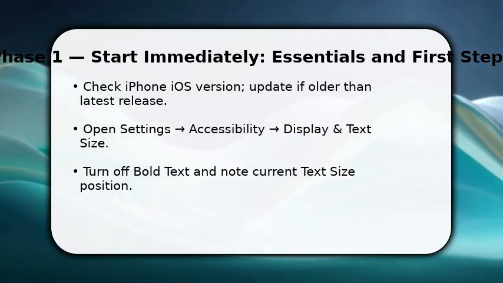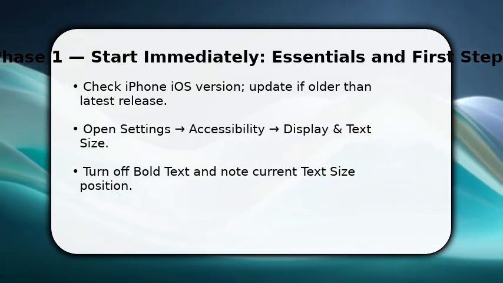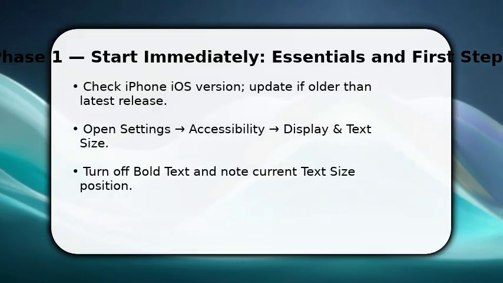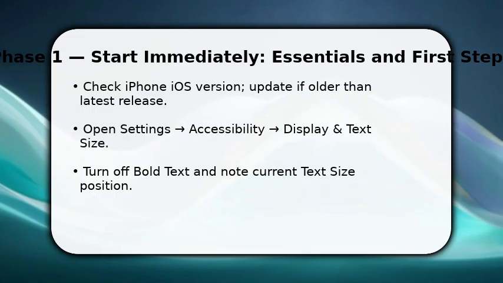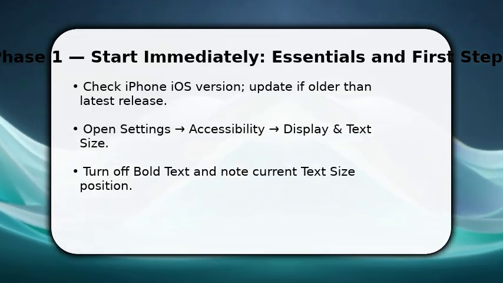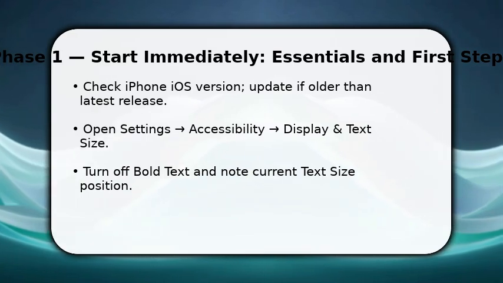Next, locate the text size control. We'll use it as the primary lever. While you're in this pane, note if larger accessibility sizes is enabled because it overrides small settings. You're setting the stage. Don't exit settings until you finish the next adjustment.